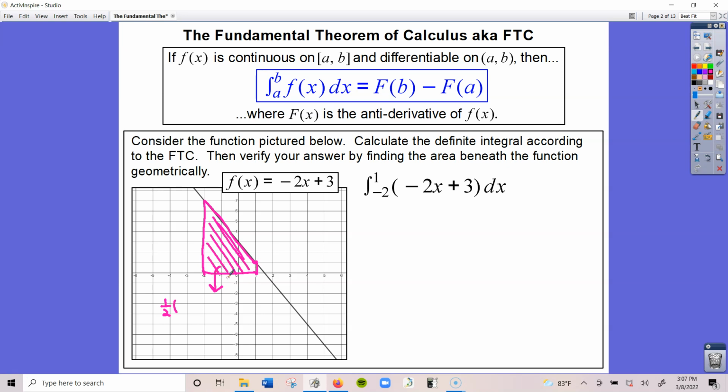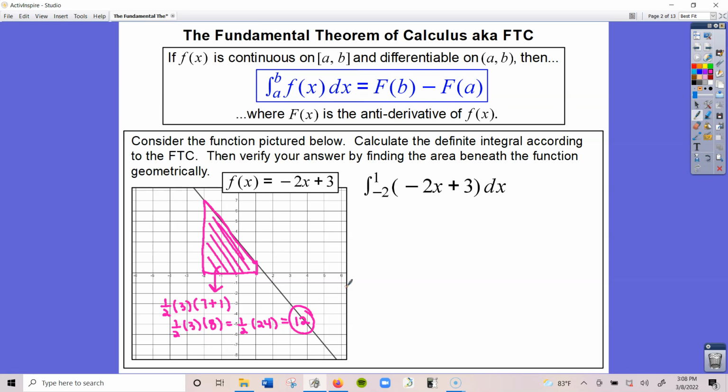So that's 1, 2, 3 units. Times base 1, I'll call this one base 1, which is 7 units, plus base 2, which is 1 unit. So this gives me 1/2 times 3 times 8. 3 times 8 is 24, and half of 24 is 12.